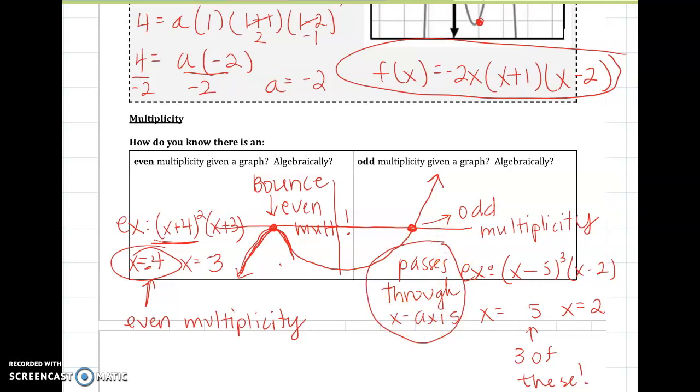When you have that odd multiplicity, it's not bouncing off because it's not just hitting it once and then turning for twice. It's actually going to cross through. If you think like odd degrees, they cross through. So if you ever get an odd number of the same zero, you know that when you're sketching the graph, it's actually just going to cross through.